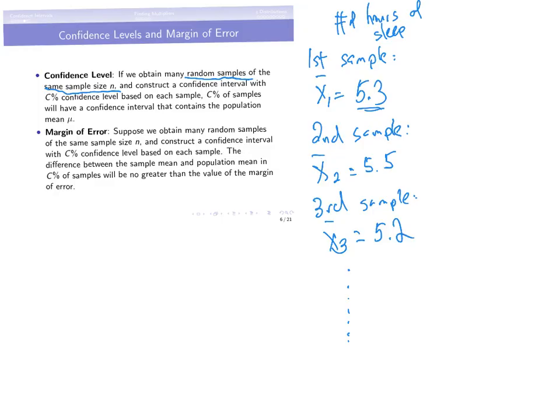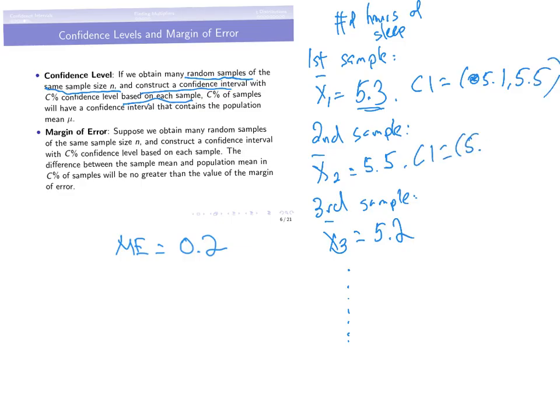And then for each sample, let's assume that the margin of error in this example for all of these is, say, 0.2. And then we construct a confidence interval for each of these samples. So the confidence interval over here will be 5.3 plus or minus 0.2. So it will be between 5.1 and 5.5. Right? This confidence interval will be between 5.3, 5.7, and this confidence interval will be between 5.0 and 5.4, so on and so forth, right? So you have many of these intervals.